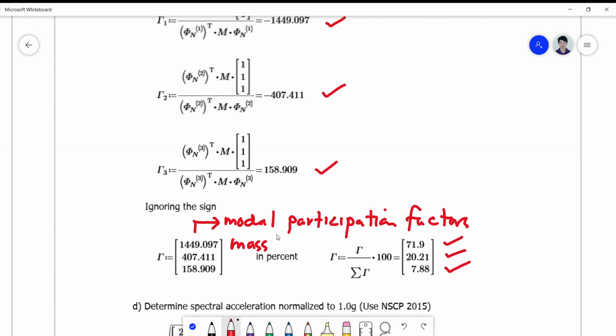Okay, so for mass 2, it simply means that 20.21%, which is less than, of course, 71.9, is participated by mass 2 as far as all the modes are concerned. Okay, and so on and so forth. Of course, the third mass participation factor is very small, since your mass at the top is smaller than the mass at the first and the second.